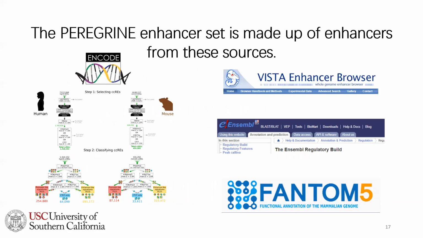Instead of trying to generate my own set of enhancers, I just took enhancer sets from ENCODE's catalog of candidate regulatory elements, Ensembl's regulatory build, VISTA's set of enhancers experimentally validated in transgenic mice, and FANTOM5 enhancers predicted by analysis of enhancer RNA.